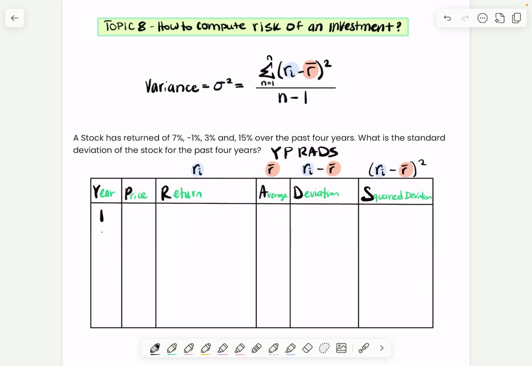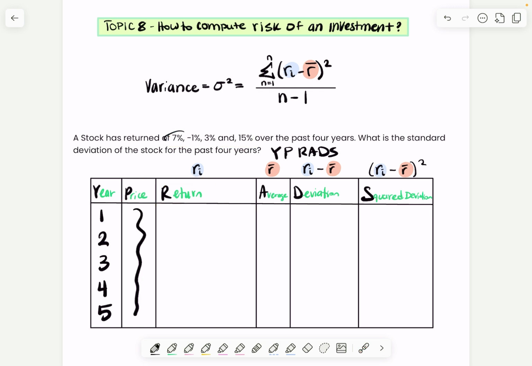So yes, we do have year 1, 2, 3, 4, but we have year 5 as well. Because when they ask what is the standard deviation for the past 4 years, they mean these are the only 4 years you can actually calculate because there is no old price. So there is no return to calculate. Now, they don't give us prices, and that's fine because they give us the returns. The whole point of having a price was to calculate the return. But if they give us the returns, then we don't really need this column at all.